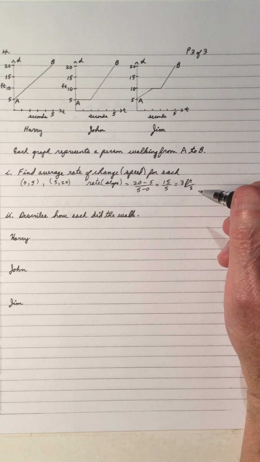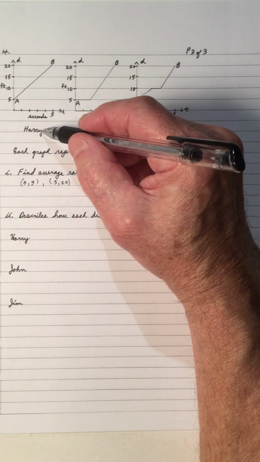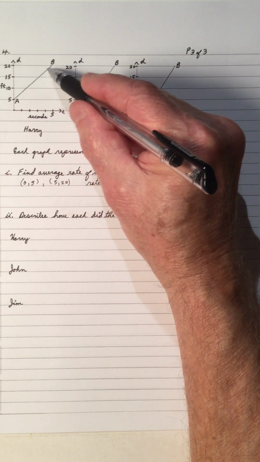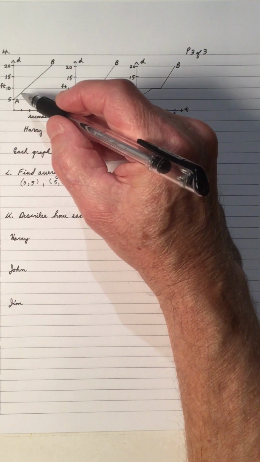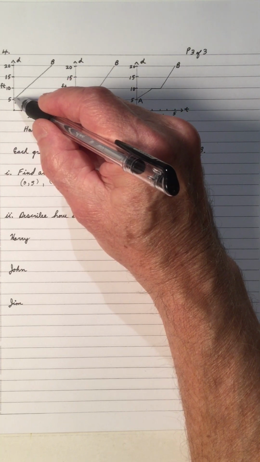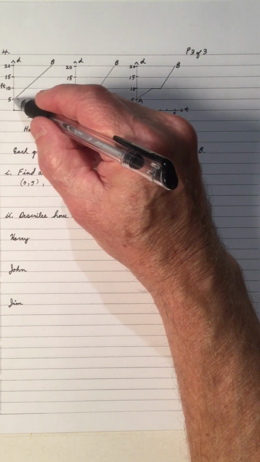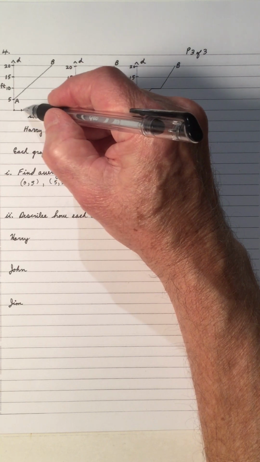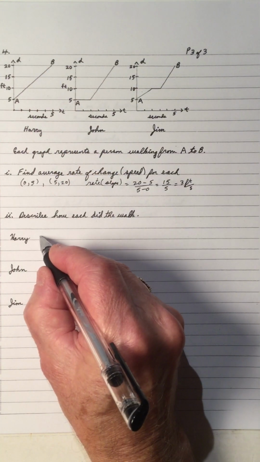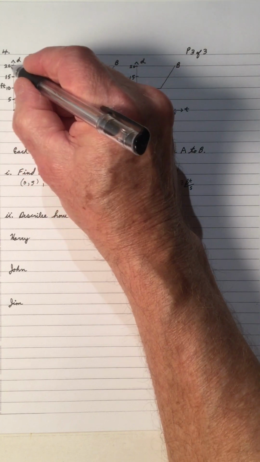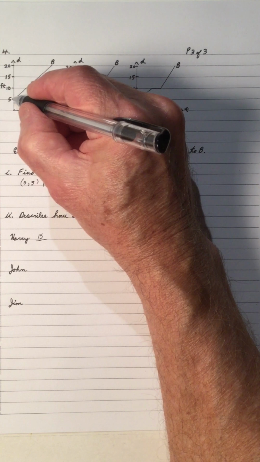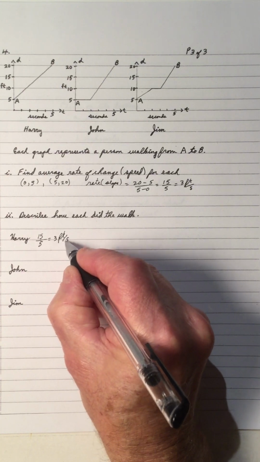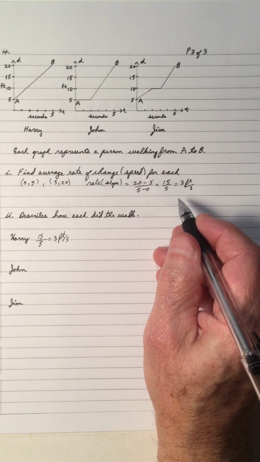But they all walked differently. Notice that Harry started and walked continuously. This is a line. On this line, the slope is 3. If I go up 5, Harry will rise from 5 to 20, which is 15, and he'll go from 0 to 5 seconds. So Harry walks steadily at a pace of 3 feet every second.